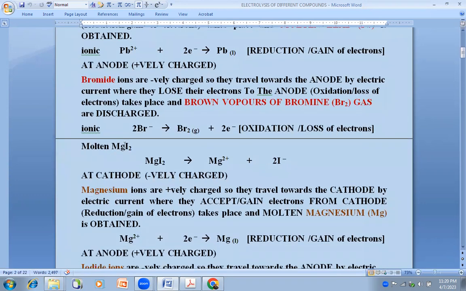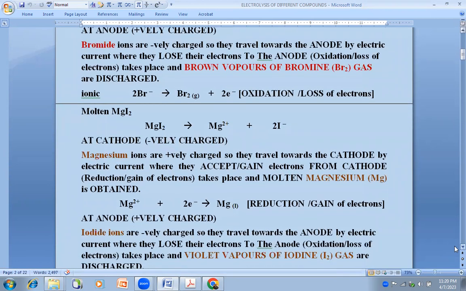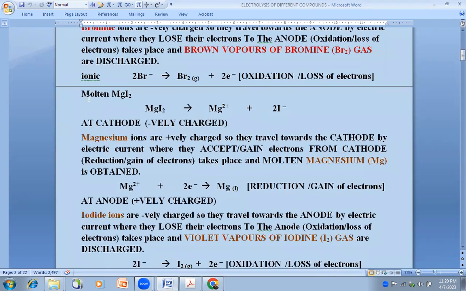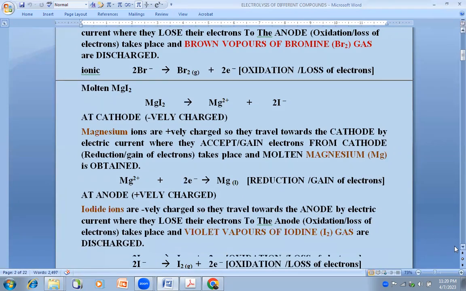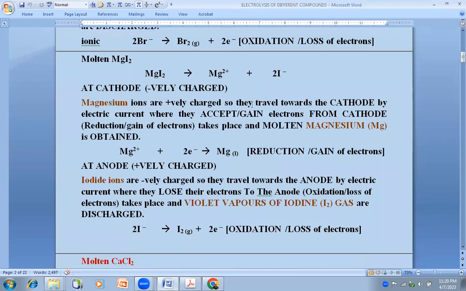If magnesium iodide salt is found in the molten condition, molten state, what happens? When magnesium iodide is heated, it just ionizes into magnesium ions as well as iodide ions. What happens when electric current is passed through this mixture?